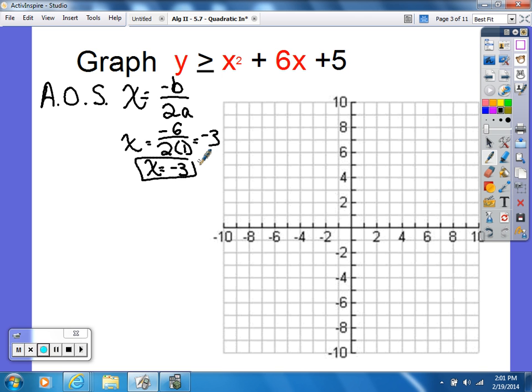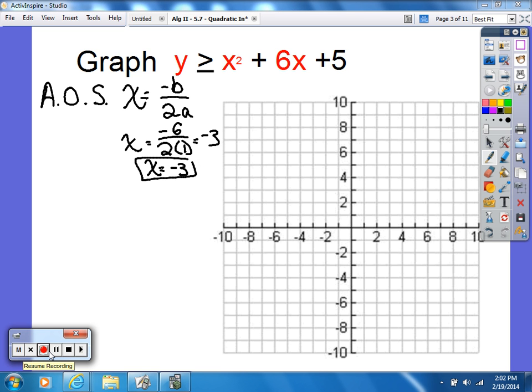Now that I have the x part, what other thing do I need in order to graph this? I need y. How do I find y? Try to get other people involved. You're doing a good job though. Yeah, plug it in. Take a minute, plug x in, tell me what y is.